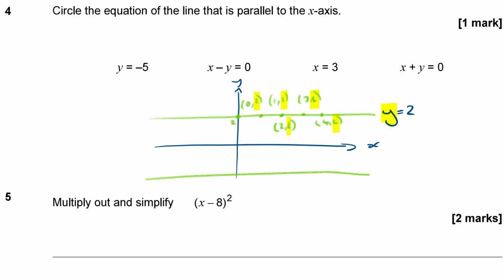So if we're having a look at these lines here, then I can clearly see that those two can't be it because they're slant lines, aren't they? x equals 3 is a vertical line, so it's not that one, so it has to be that one there, y equals -5. And it will be this line down here where that point there is -5. So it's a parallel line going through y equals -5 down there.